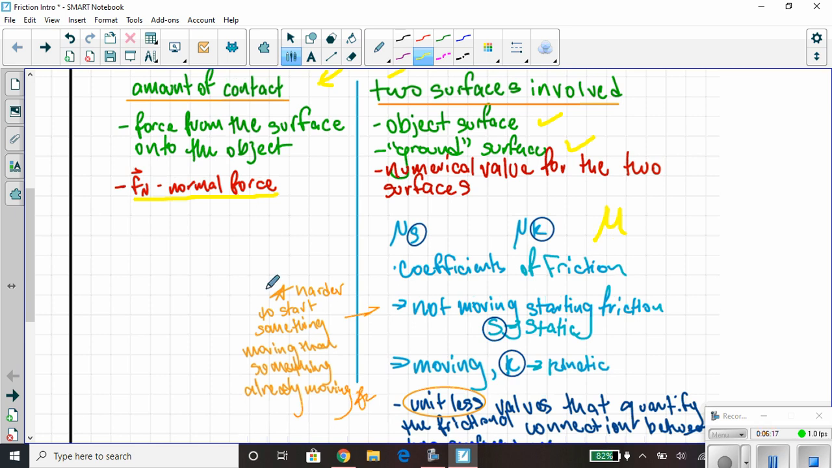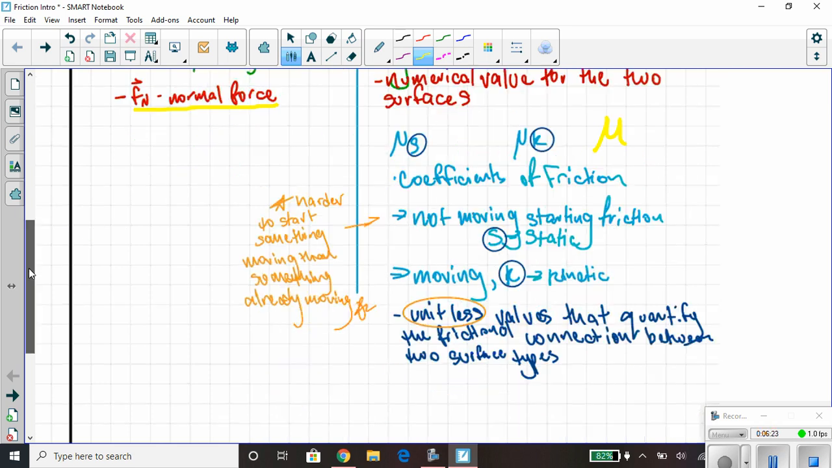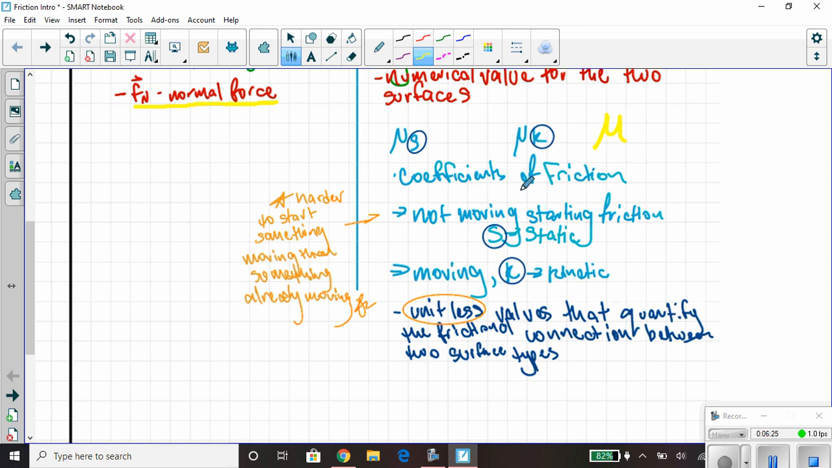And scientists assign numbers to the two surfaces involved. Now these units, or these quantities, are unitless. They have no unit to them. They just tell you how much frictional contact there is depending on the two surfaces involved. Now, there's no need to memorize these values. They're found on page 101 of your textbook.